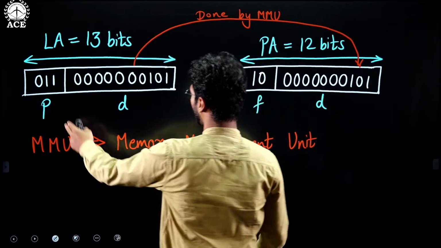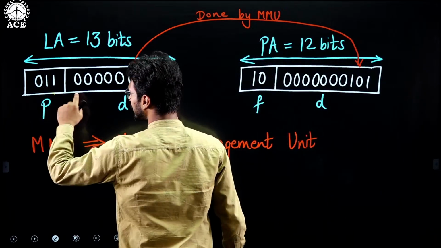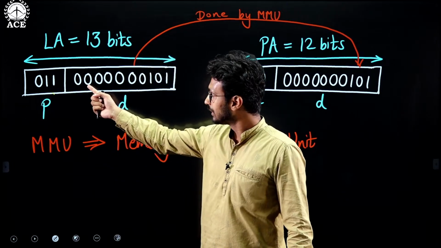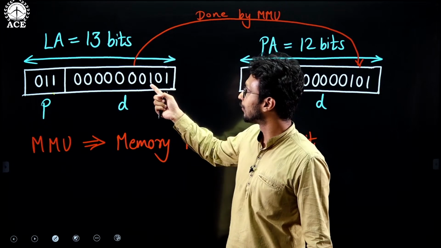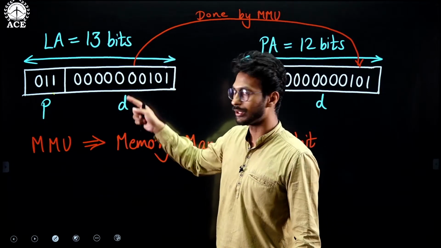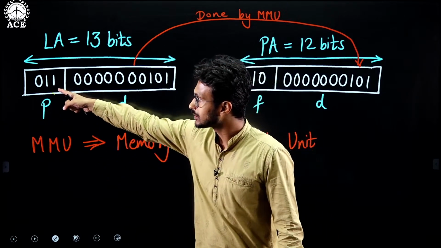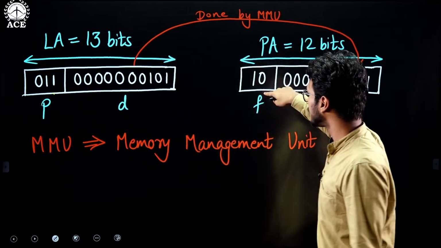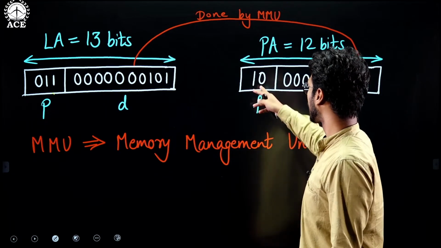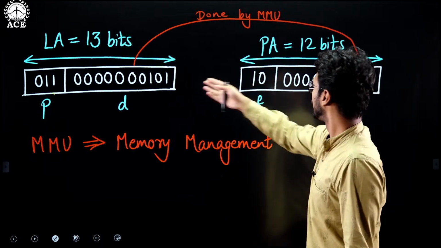See, this is what is happening. Let's say 011 page you want to access. It means what? Third page. Within that third page, which particular word you want to access? 101, it means what? 4 plus 1, 5. Fifth word you want to access. Third page, fifth word you want to access. Where that third page is present, let's say 10 means second frame. So second frame, that conversion will be done and this will be same.